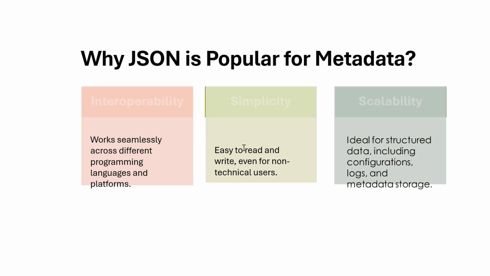So there are reasons why JSON is very popular. It has interoperability. It can be used by various languages, and it is a standard format, and it is very simple and scalable to use. By scalability, I mean that it has structured data and includes configuration, logs, and metadata information that can be used in various applications. And it is very simple and easy to read and parse this information, and this information can be shown on a website or in an application.